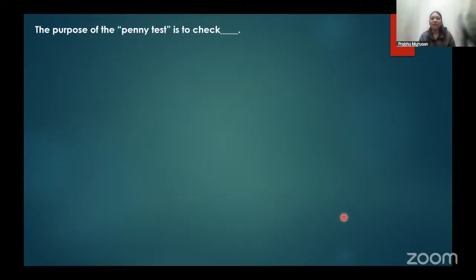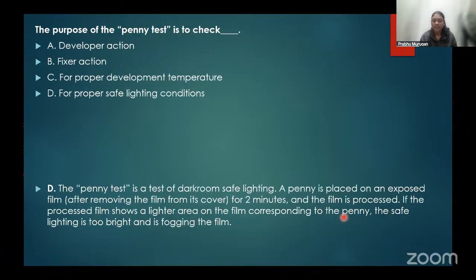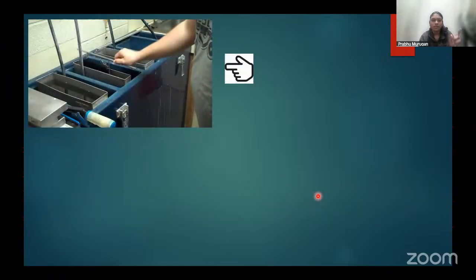The purpose of the penny test is to check the proper safe lighting conditions. Option D is the answer. I think that is explained here for you. It is to check the darkroom safe lighting. It is placed on the X-ray film for 2 minutes and the film will be processed. If it casts a light area on the film corresponding to the penny, then the safe lighting is too bright and there is fogging of the film. Time to change it.